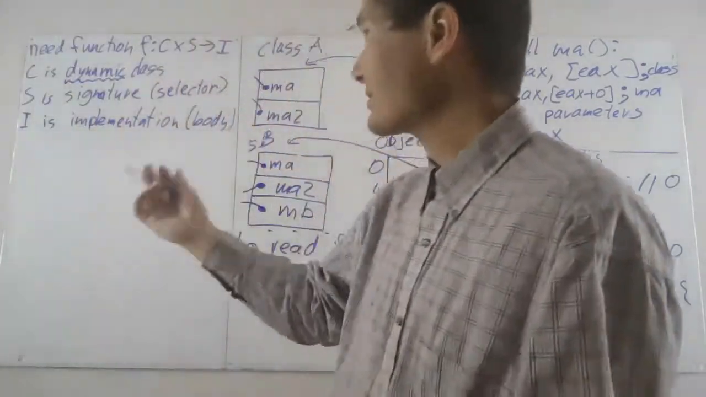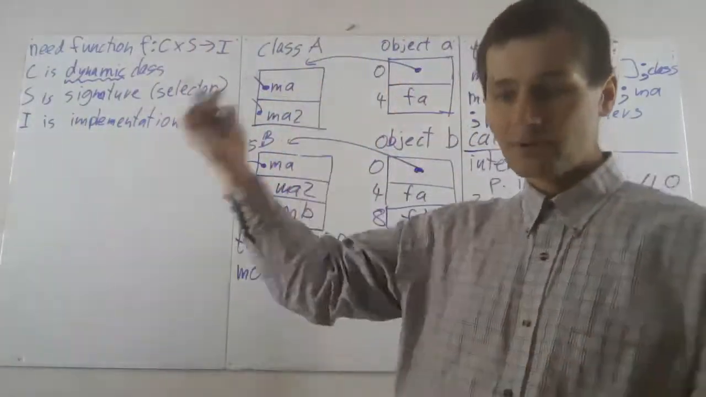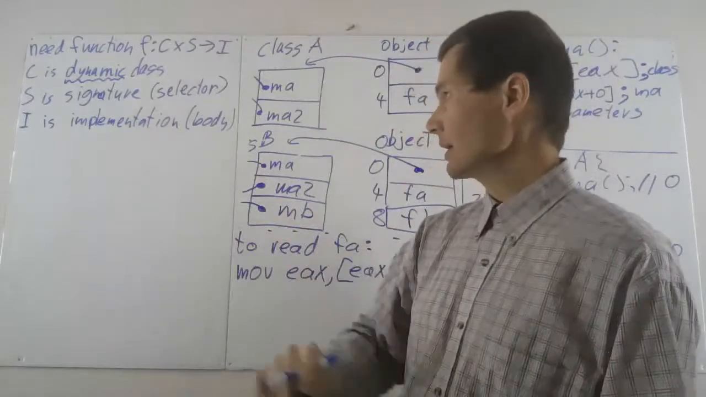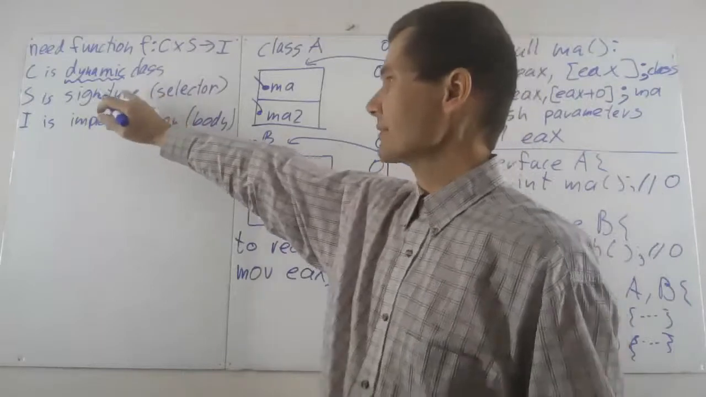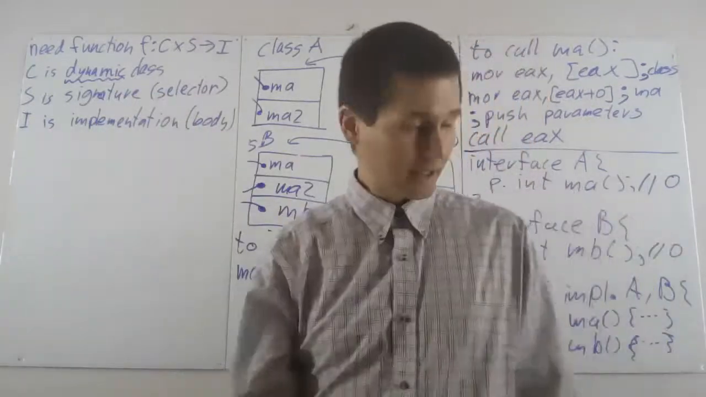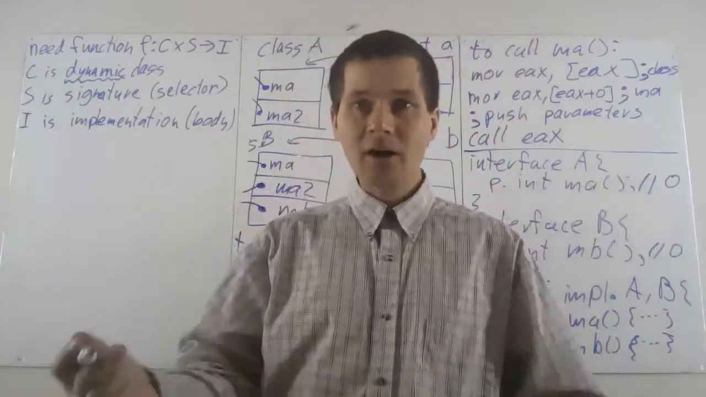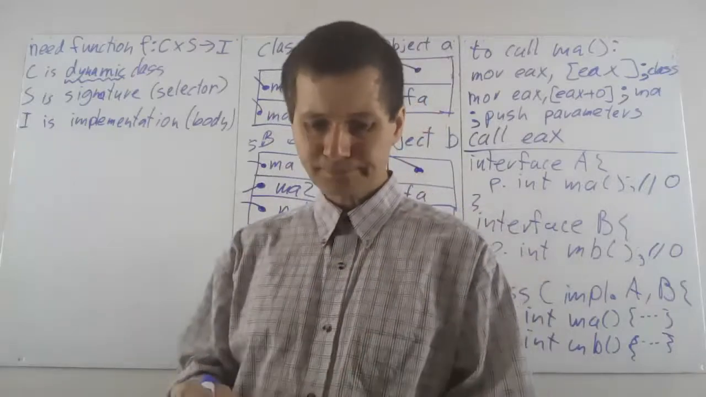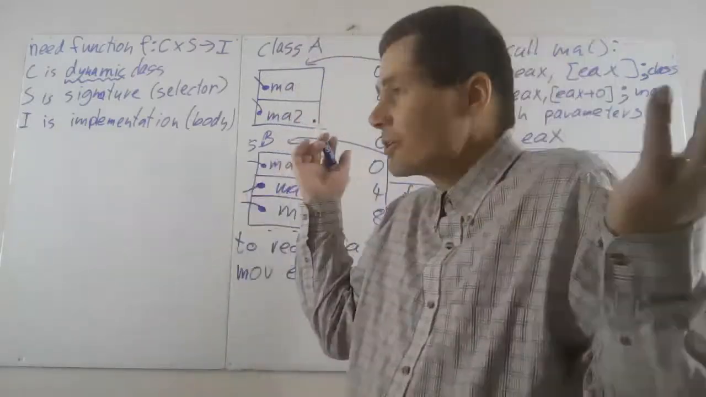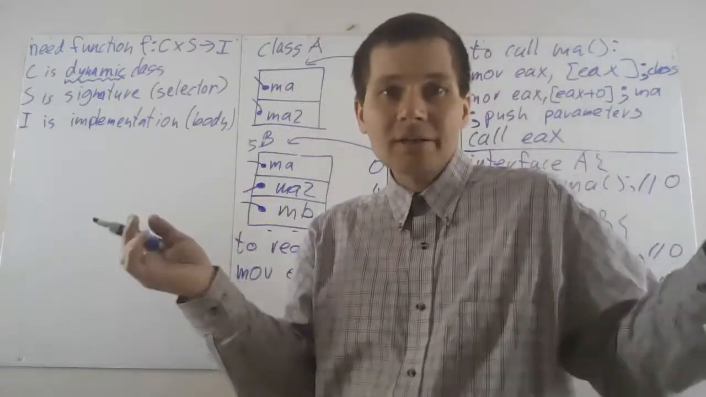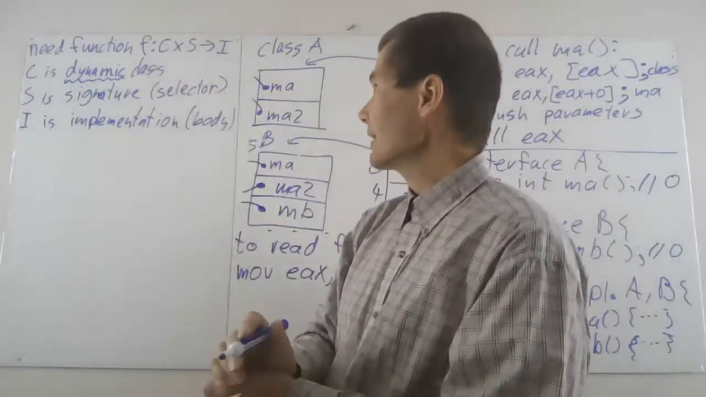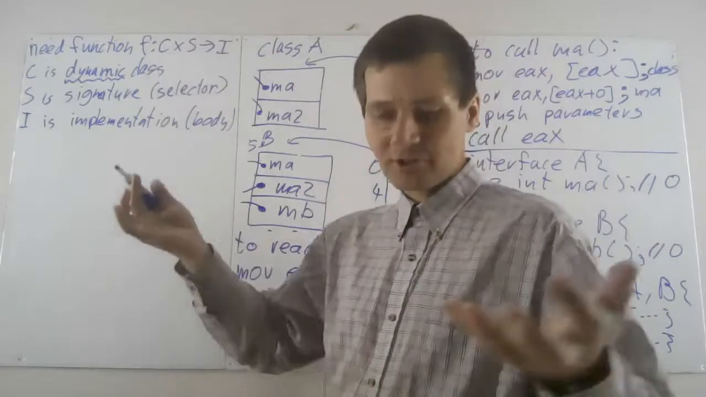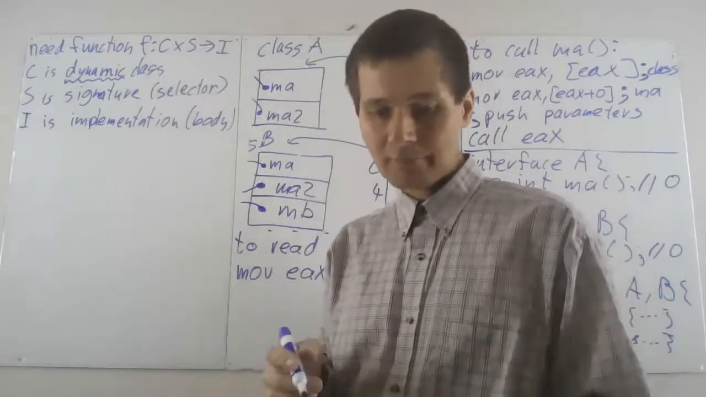The compiler doesn't know. It's only when the program is running that you know C. The compiler does know the selector, right? This signature. It does know that I have a call to method, say, MA. Okay, and so you need to generate code that will compute such a function or some sort of lookup table.